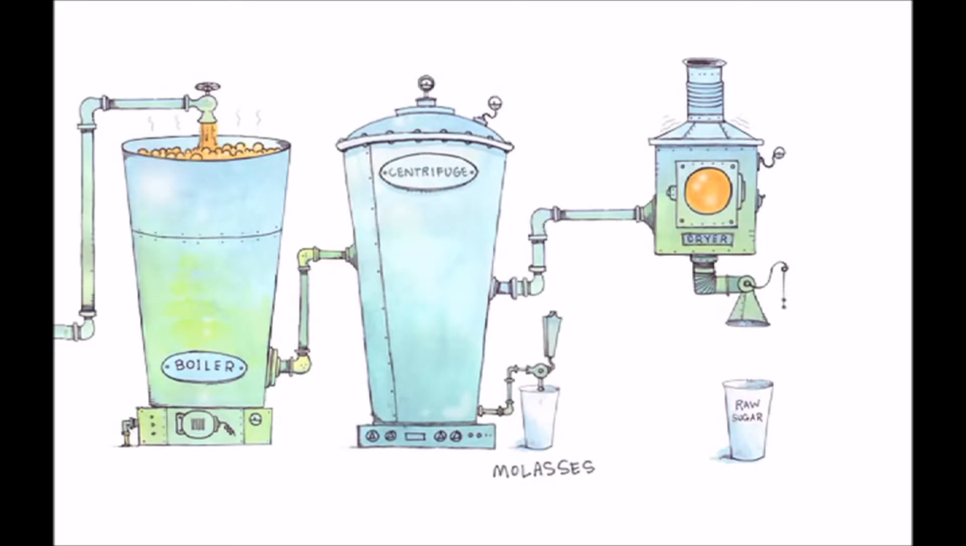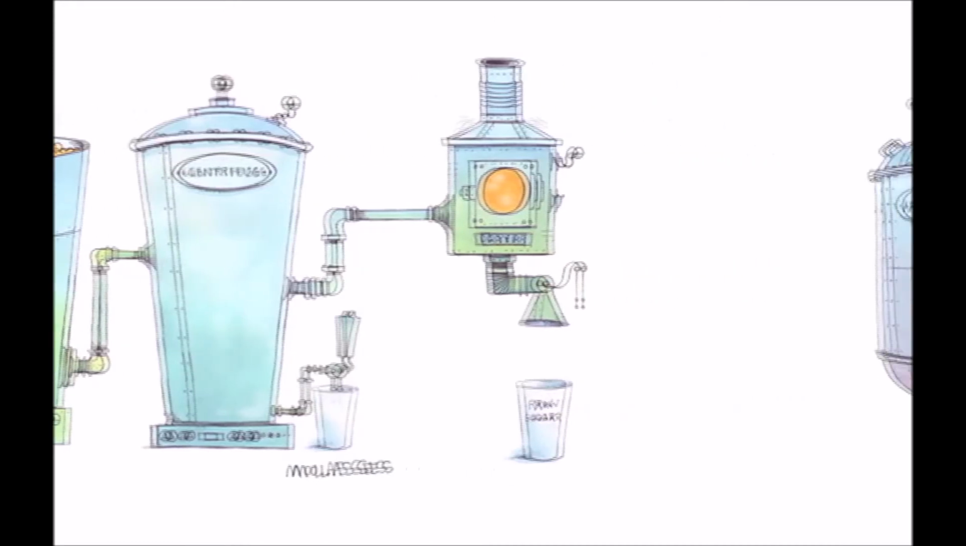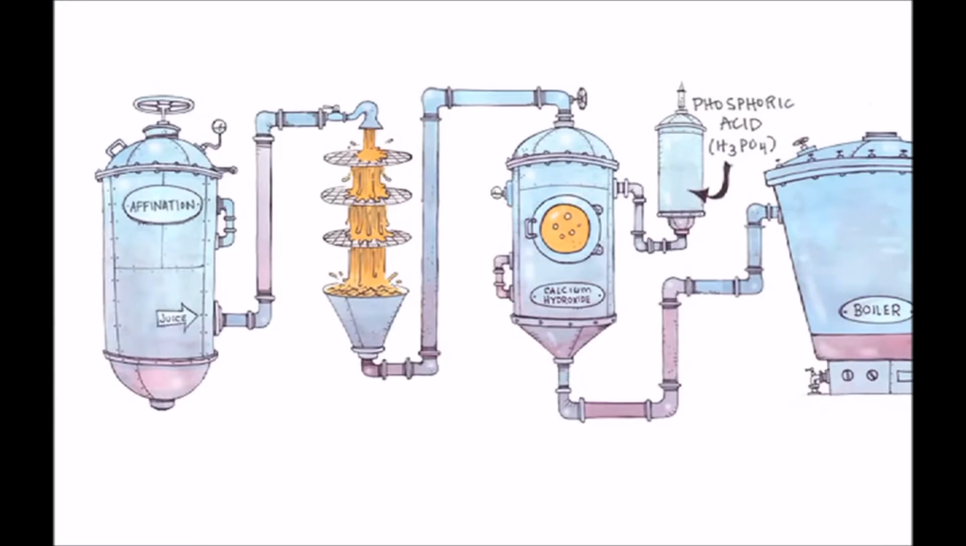To separate the sugar crystals from the mother liquor, they are put into a centrifuge. The final product is raw sugar, which is ready to be refined into white sugar. The refining process begins with affination, where the raw sugar crystals are melted into a syrup, dissolving the remaining molasses. Then the sugar is washed.